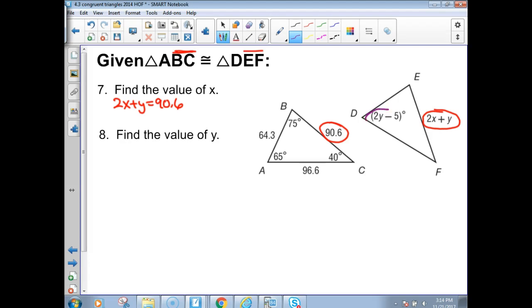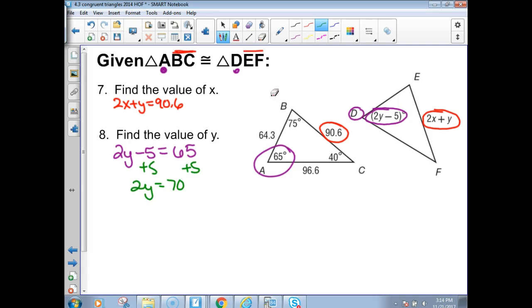2y minus 5 is labeled on angle D. Okay, that's on angle D, which corresponds to angle A. So that would correspond with that. So I know that 2y minus 5 is equal to 65. So I go ahead and add 5. I get 2y equals 70. I divide by 2. And you guys already got y is 35.